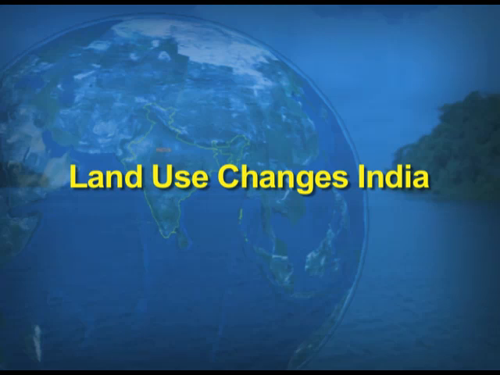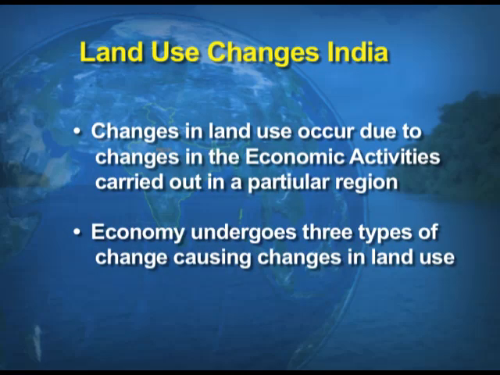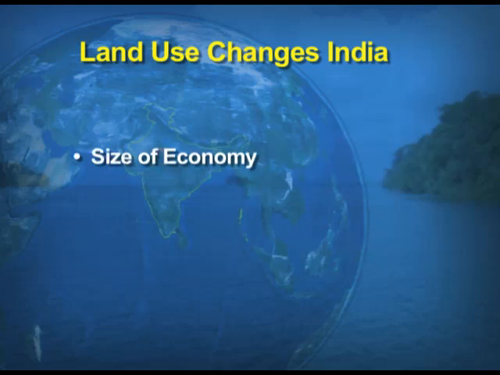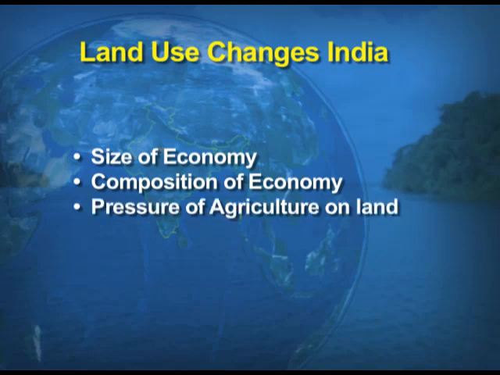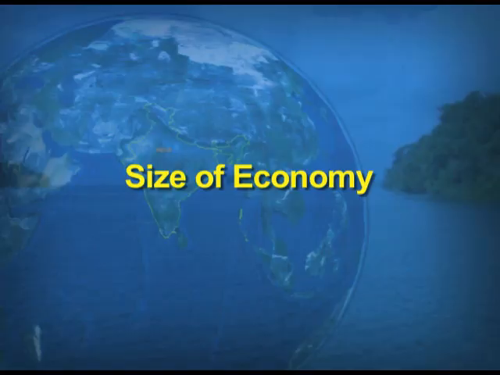Now, land use changes due to the changes in the economic activities, and when we say economic activities, it may be the size of the economy, the composition of the economy and the pressure of agriculture on land. We will be taking up all these three factors separately. One is the size of the economy. The size of the economy is measured in terms of the value of goods and services that grow over a period of time. This may be caused because of increase in population, improvement in income levels or the advancement of technology.